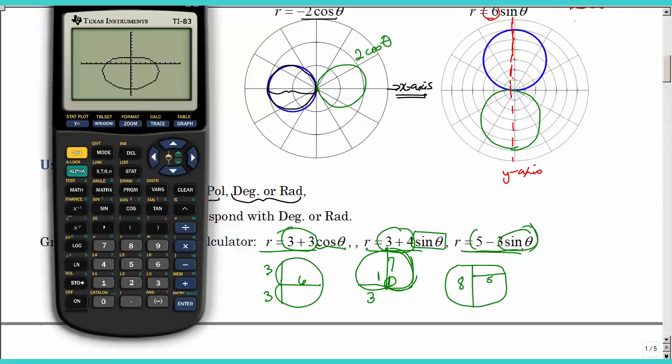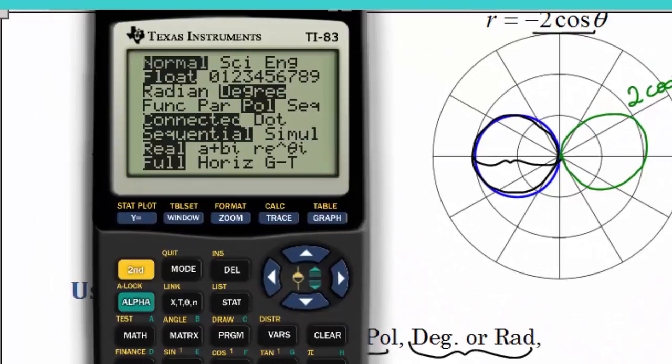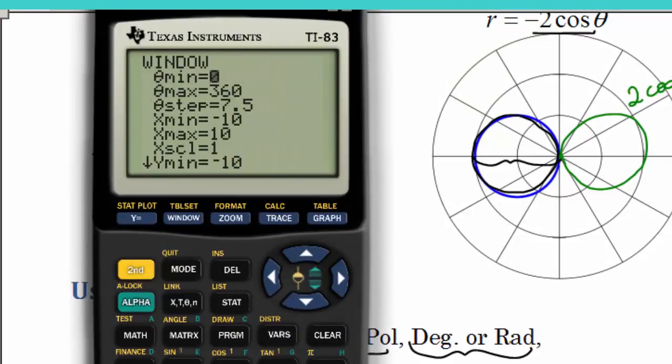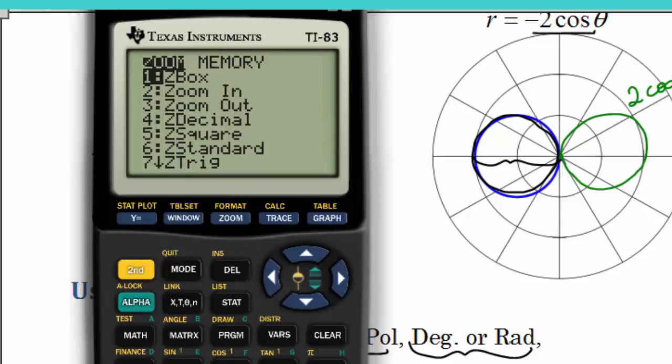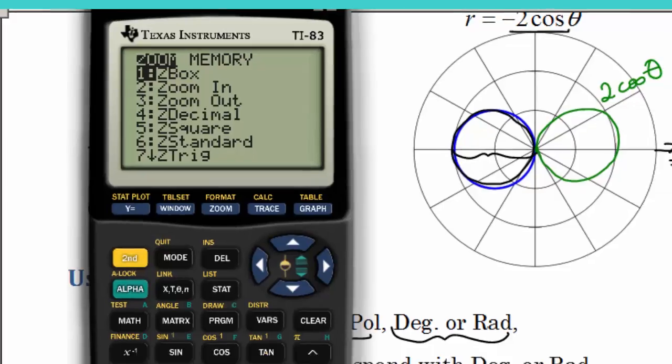I just want you to be sure of how you use your calculator. It needs to be either radian or degree mode, polar. If you're in degree mode, then theta needs to go at minimum 0 to 360. You can always do option 6 just to get you a standard window.